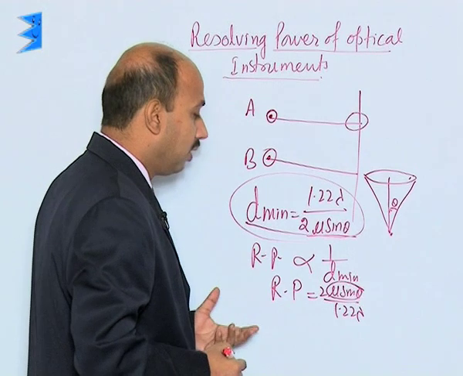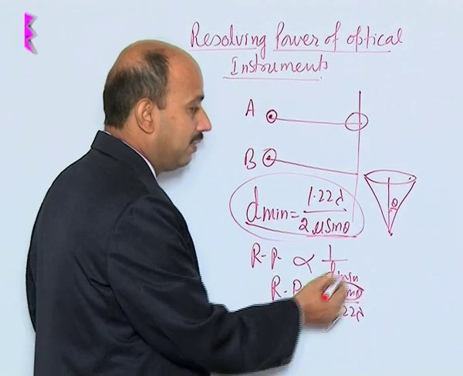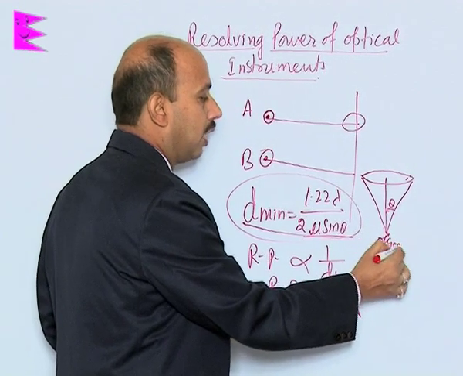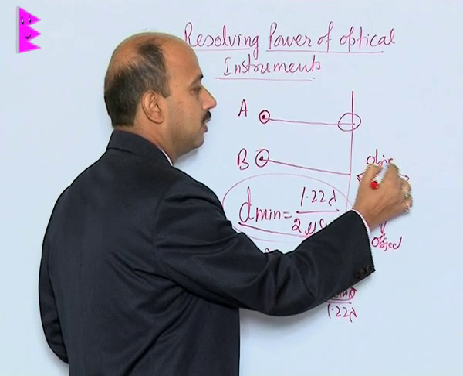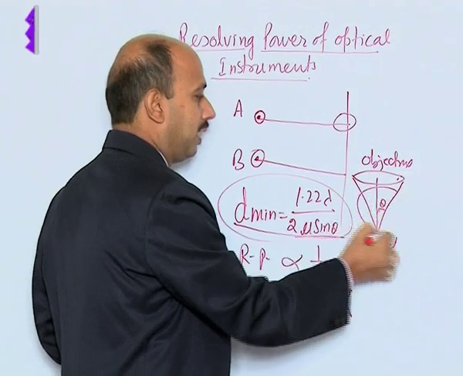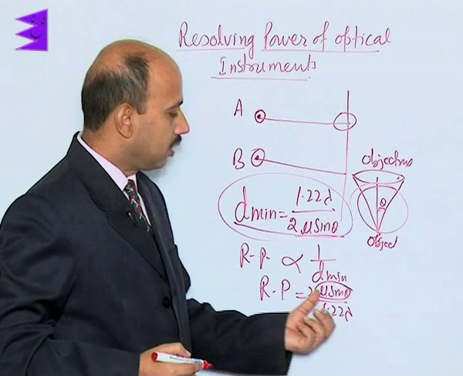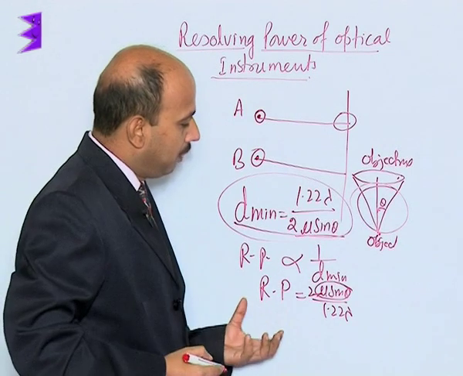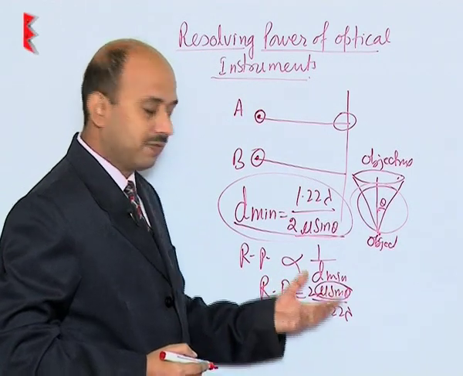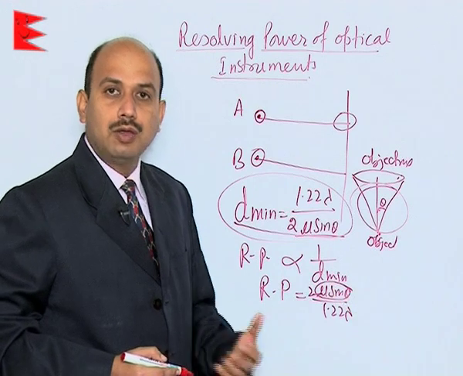In this case, mu is the refractive index between the object and the objective lens. This is the objective. So, the refractive index of this medium is mu. So, the resolving power of a microscope depends on the refractive index as well as theta and also the wavelength.